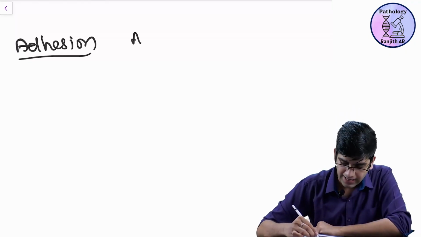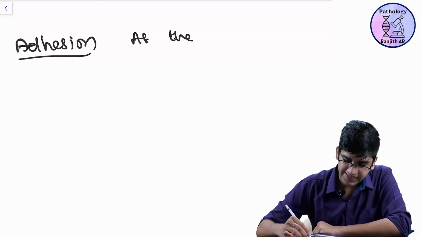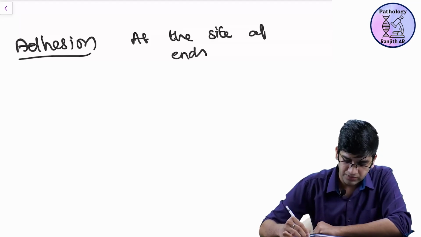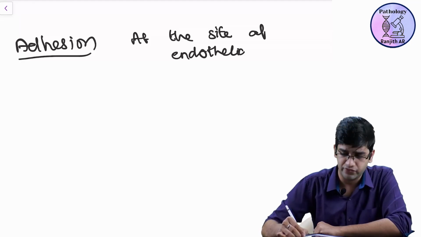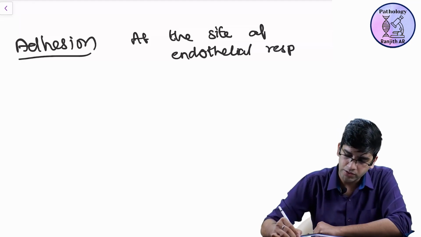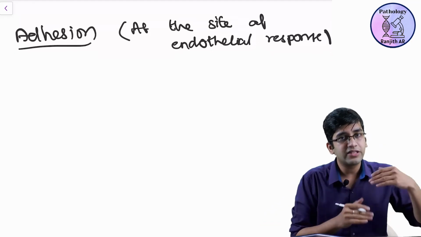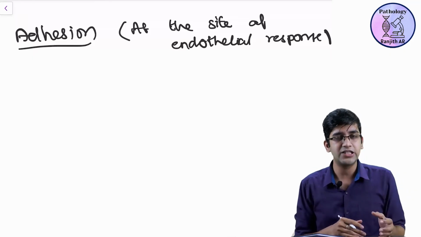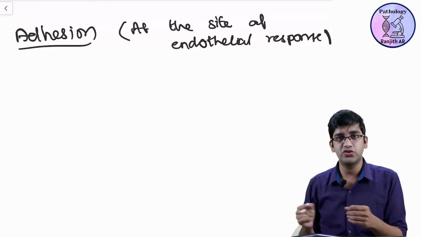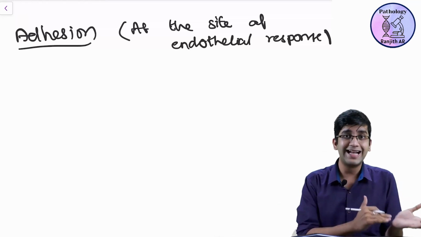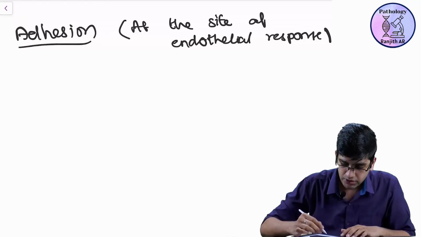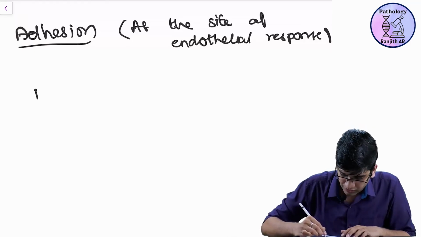Right? At the site of endothelial response. That's what I'm calling the vascular phase. Fine? So this also happens the same way. I'll give the data first: what are integrins, what are the ligands, and then we'll see how it changes from an inactive state to an active state, right? So I have two things here. One is integrins.